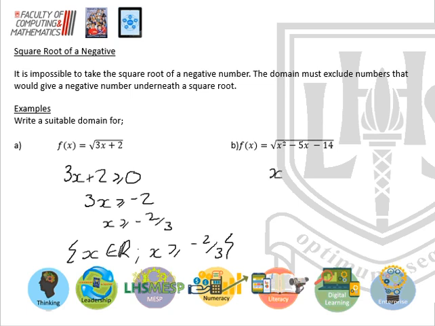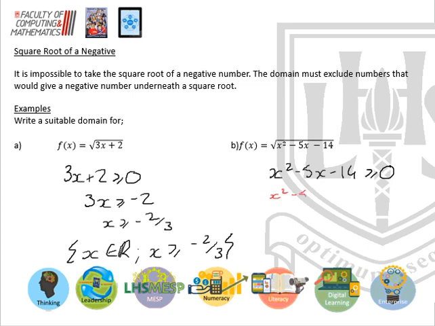Okay, same thing here for part B. We need the x squared minus 5x minus 14 to be greater than or equal to 0. Okay, and to find out what those are, I need to solve my inequality. Again, going back to quadratics, I'm going to need a wee sketch. So I'm going to find my roots, going to do a little bit of working.